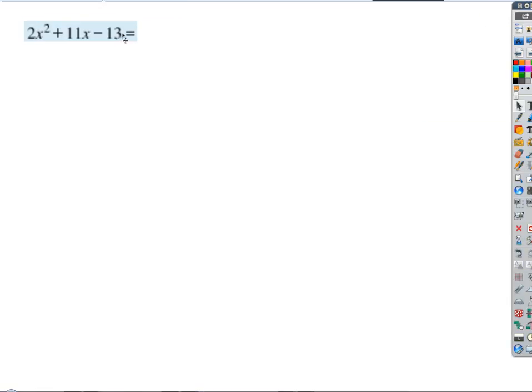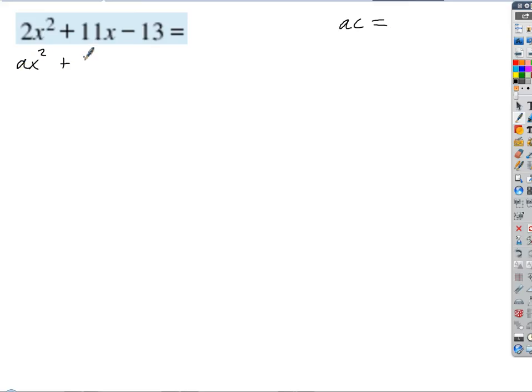Okay, remember how bottoms up works. We're going to try to factor this. Bottoms up works much the same way as regular finding magic numbers did. We're going to calculate what the product of A and C is, and remember, we're just matching this to the general form, ax squared plus bx plus c, where A is 2, B is 11, and C is negative 13. So A times C, which is always just the coefficient of x squared times the constant, is negative 26, and B is 11.